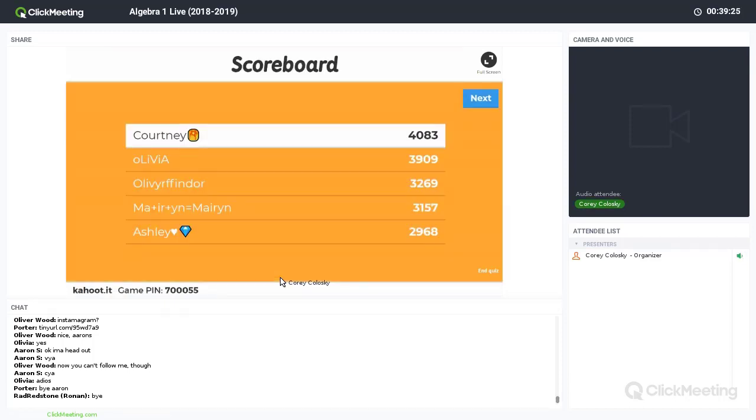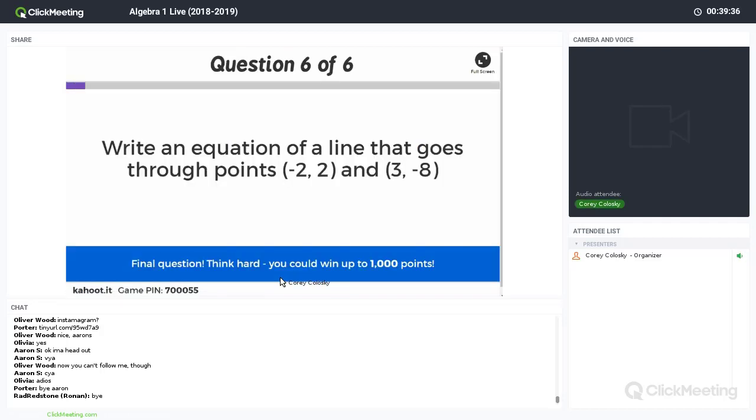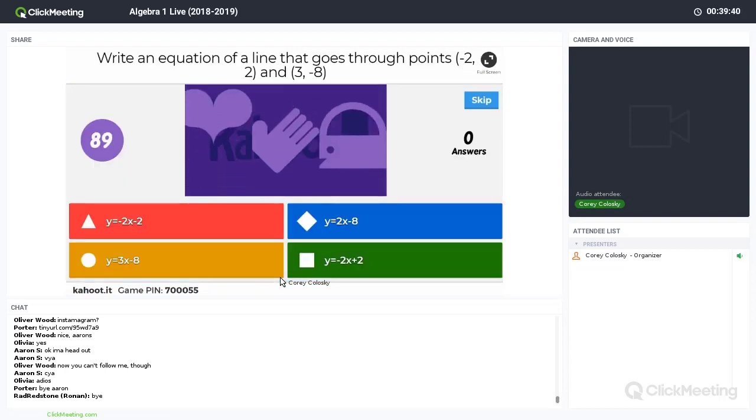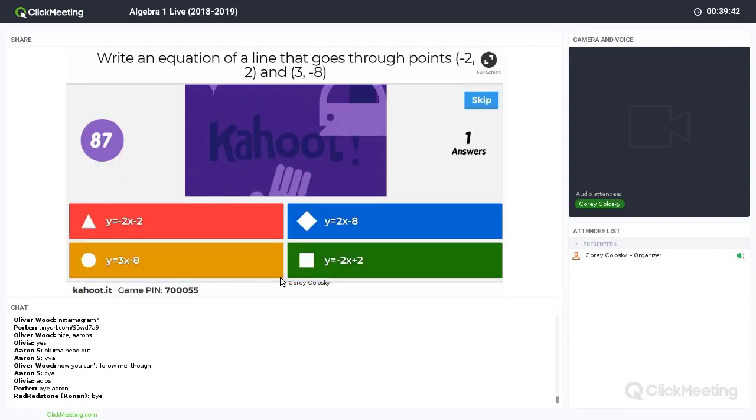All right, last one. Here we go. So we have Courtney in the lead, Olivia 2nd, Oliver 3rd, Marin 4th, Ashley in 5th. Nice emoji, by the way. That's pretty cool. Okay, last one. Question 6. Write the equation of a line that goes through points negative 2, 2, and 3, negative 8. As you work through this, just be careful with the negatives.